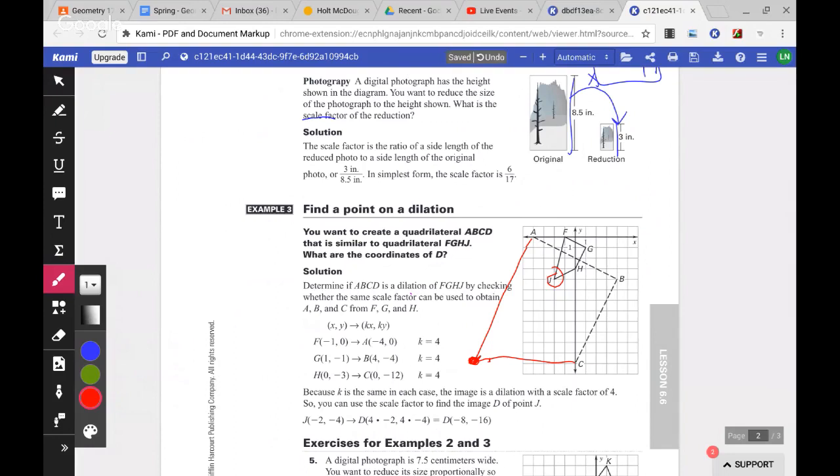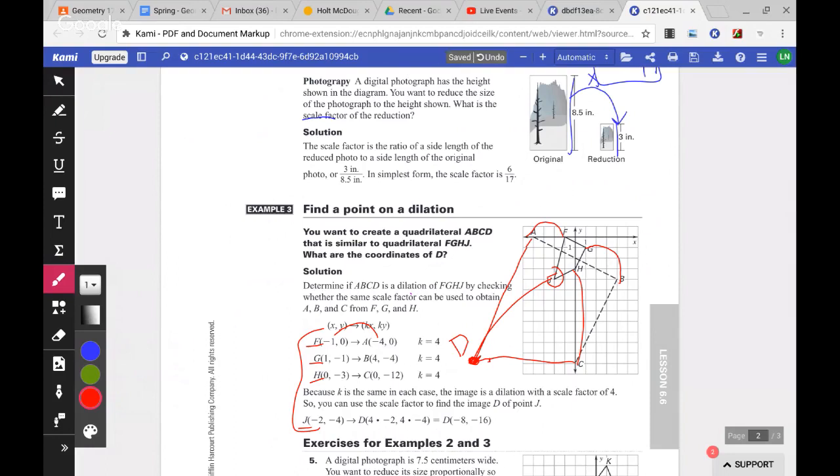So list the coordinates you know. Here's F, G, H, and then J is down here because we're going to do something with it in a minute. F changed to A, so it changed here. G changed to B, H to C, and J is going to change down here. We're going to call it D.